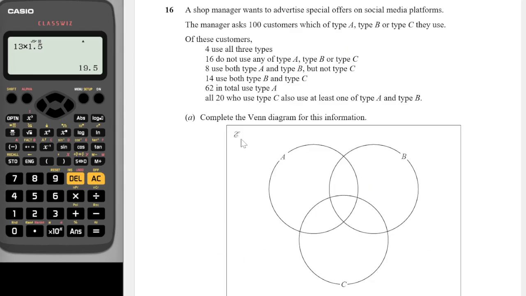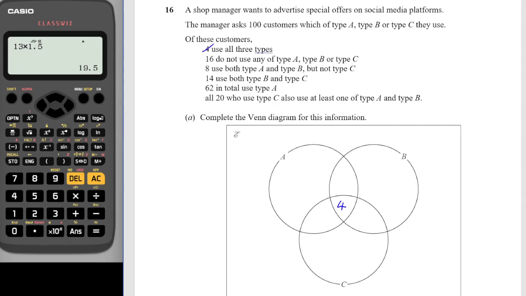Okay, question 16. We've got a three-way Venn diagram. A shop manager wants to advertise special offers on social media platforms. The manager asks 100 customers which type, A, B, or C, they use. I'm going to compile that information into my Venn diagram before I do anything else, or the bits that I can anyway. So 4 use all 3 types, so 4 has got to go in the intersection.